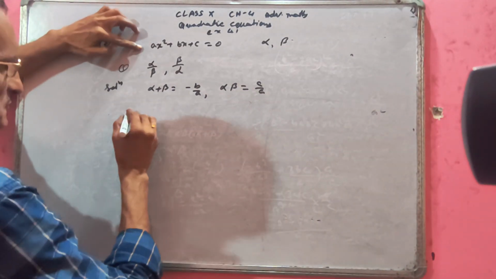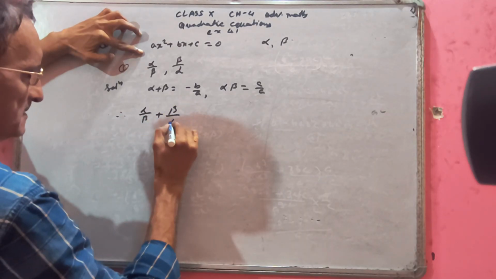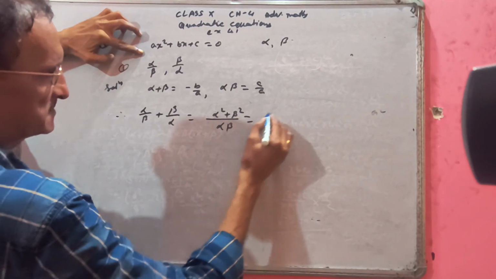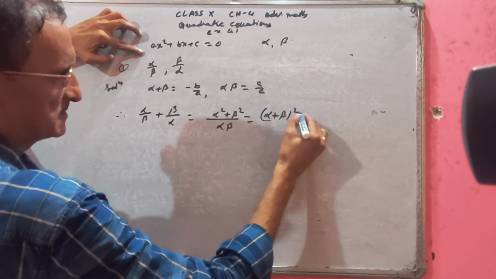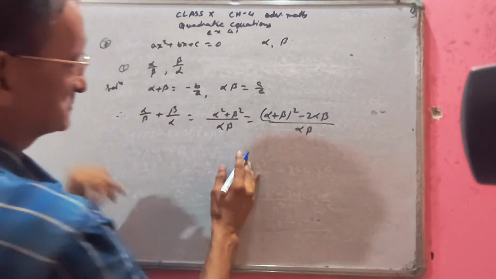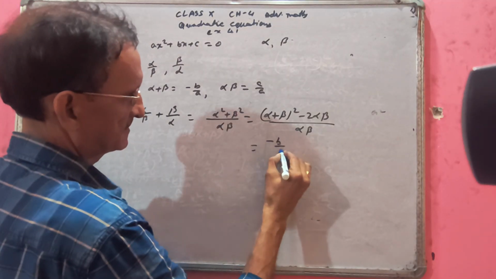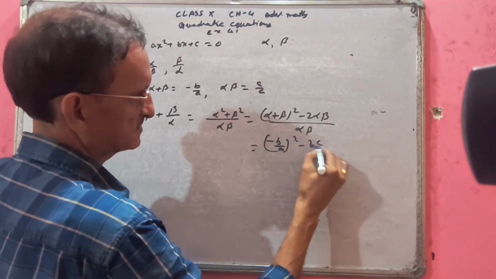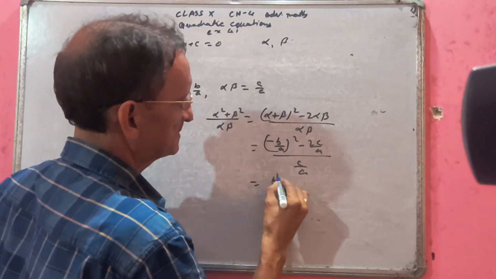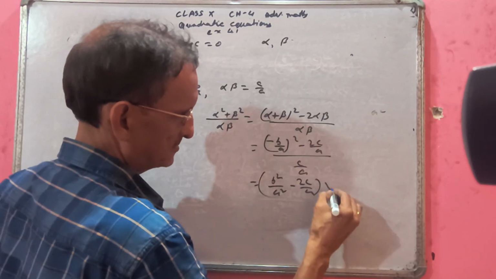Now find the sum of roots. Alpha by beta plus beta by alpha. What is the LCM? Alpha beta. What will we get? Alpha square plus beta square, which is alpha plus beta whole square minus twice alpha beta, by alpha beta. Put the values. Alpha plus beta value is minus b by a, whole square, minus 2c by a, by c by a.